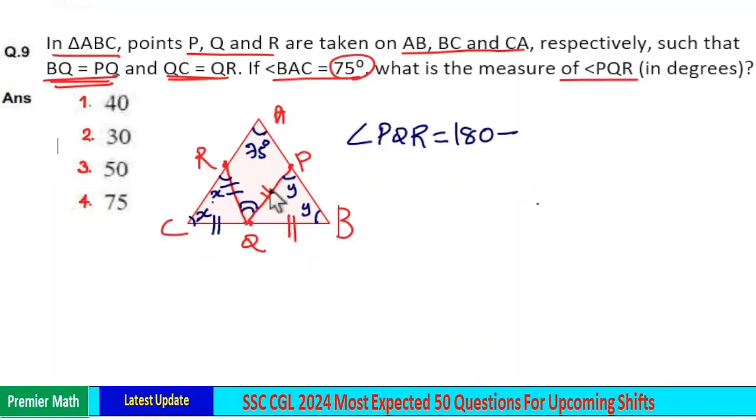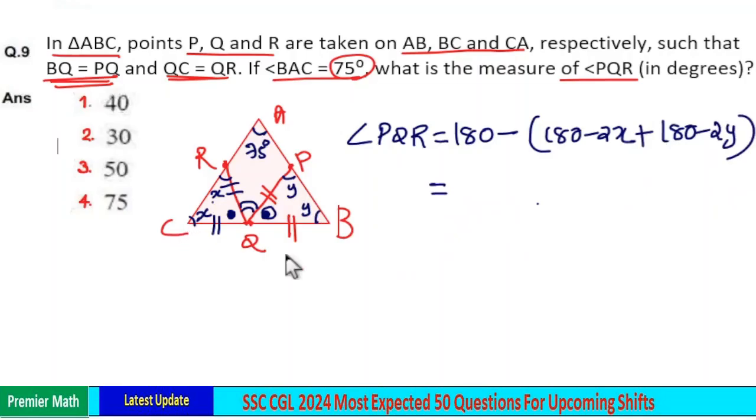So this angle PQR is equal to 180 minus this angle plus this angle. That is, here 180 minus, here this one is equal to 180 minus 2x. And this one is equal to 180 minus 2y. So this is equal to, here 180 minus 180 plus 180 is 360. And here minus 2x minus 2y is equal to minus 2 into x plus y.